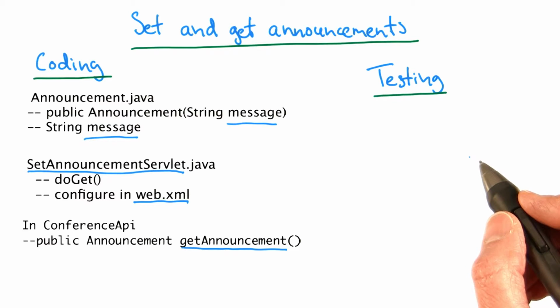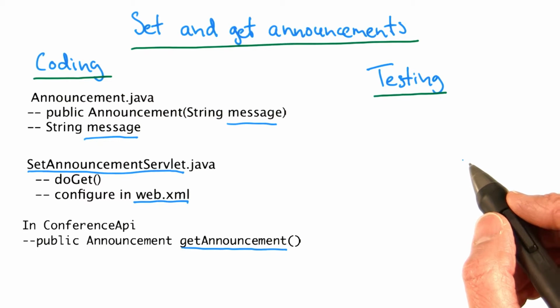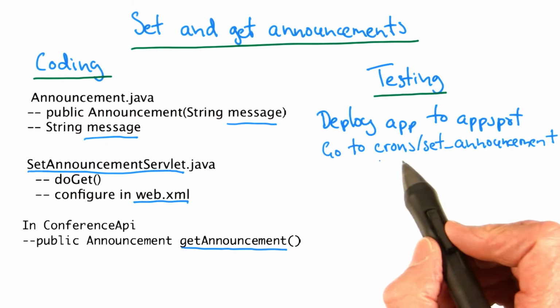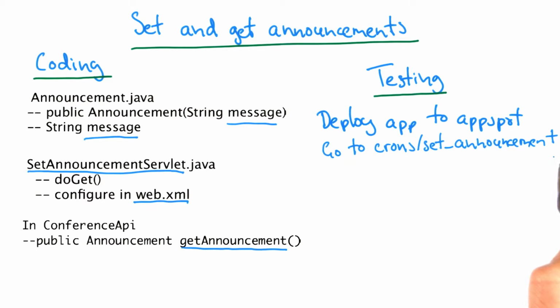Now after you've tested it and it's working on localhost, go ahead and deploy it to AppSpot. And then you go to cron/set_announcement to actually run the setAnnouncement function. And again, the web browser's not going to change. Whatever it's showing when you go to this URL, it'll continue to show after it executes the function.